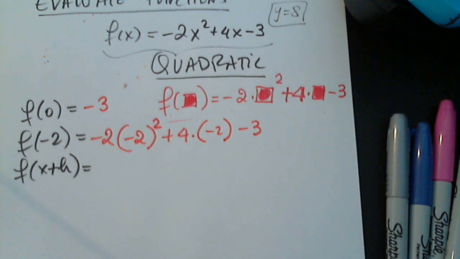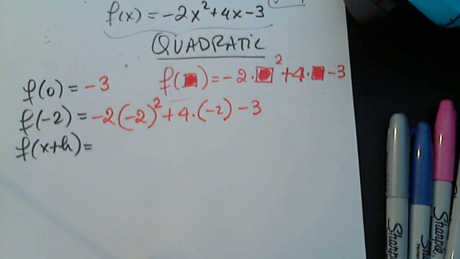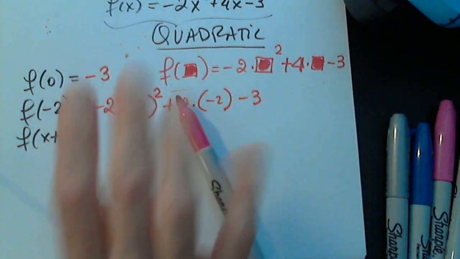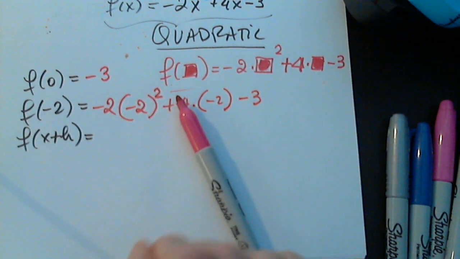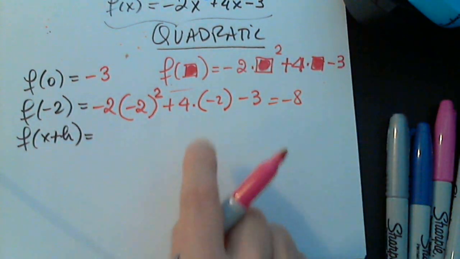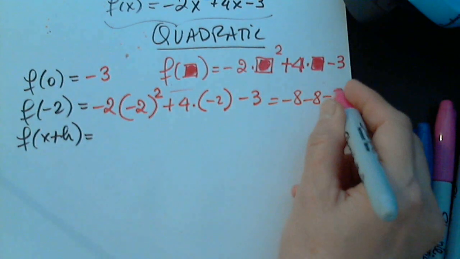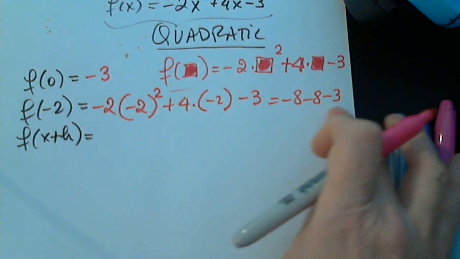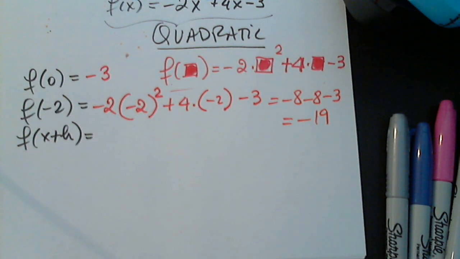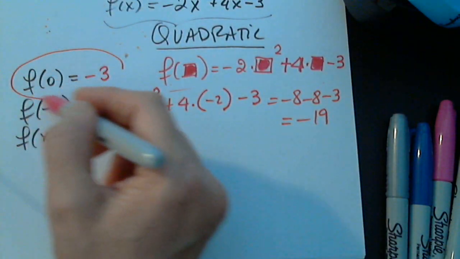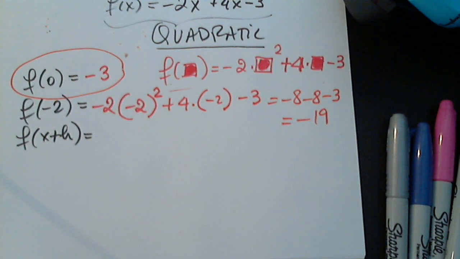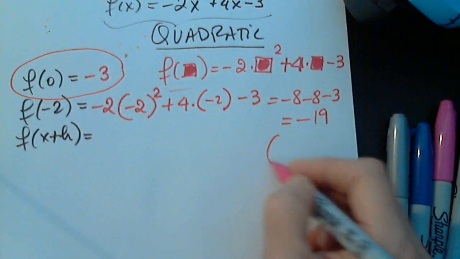Yes, of course, I have to apply the order of operations carefully. (-2) squared is +4. +4 has to be multiplied by -2, so I get -8. I have another -8 and a -3. They're all negative. I add them up, I get -19. So in this case, the ordered pair is (0, -3). Can anyone give us the ordered pair for the second situation?